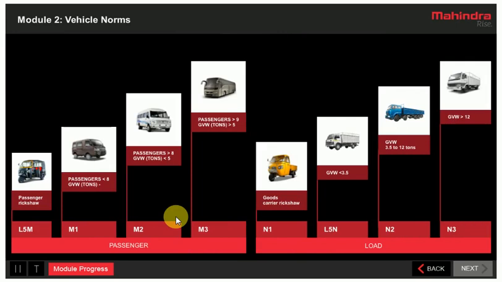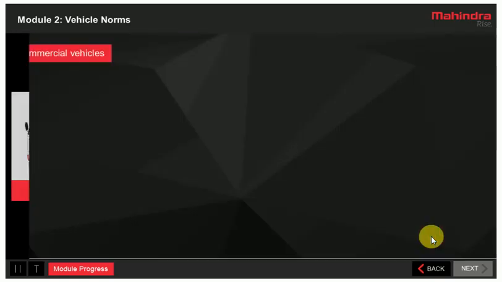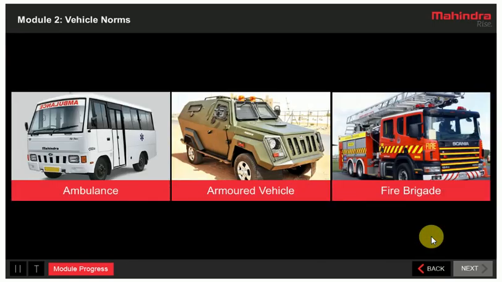The commercial vehicles are divided into passenger and load category. They are classified based on the tonnage as shown in the chart. Here are the vehicles that fall into each segment. There are also some special purpose vehicles which fall in this category.